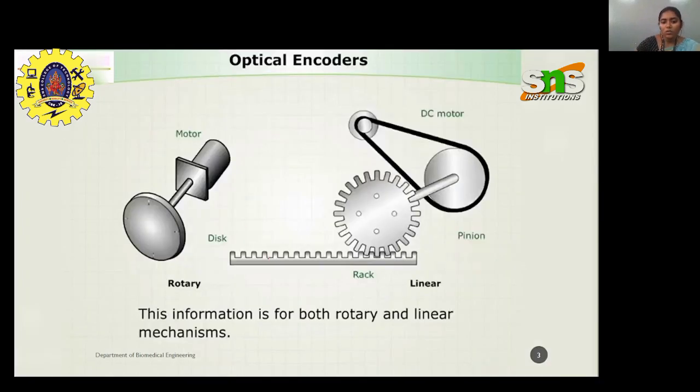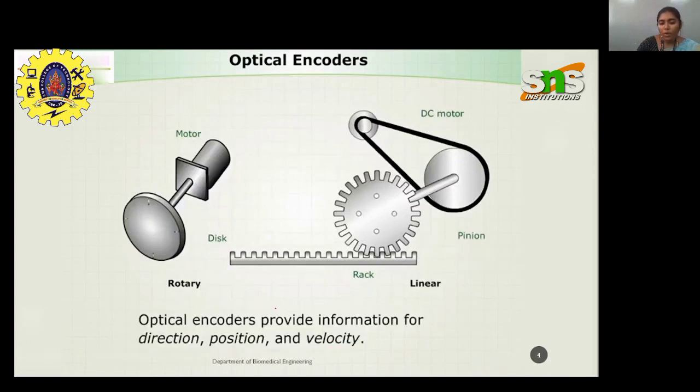It provides information for both rotary and linear mechanisms. Here I have given an example for a rotary mechanism, and here an example for a linear mechanism. Then what type of information can it provide? It can provide information in terms of direction, position, and velocity.